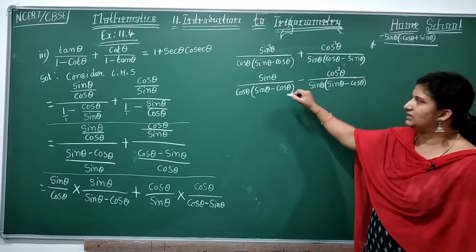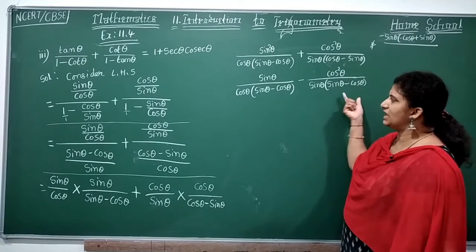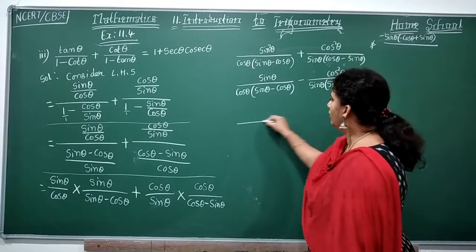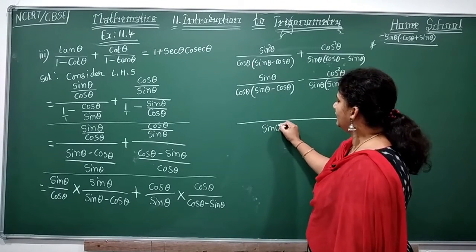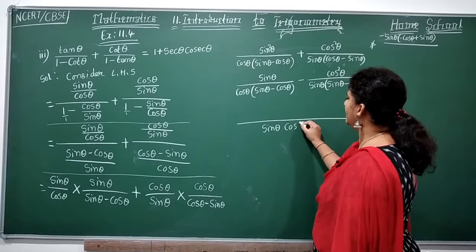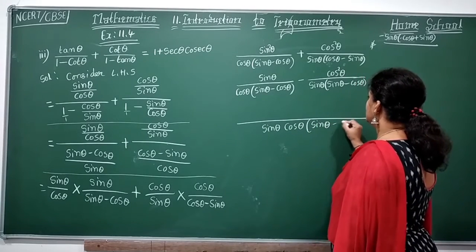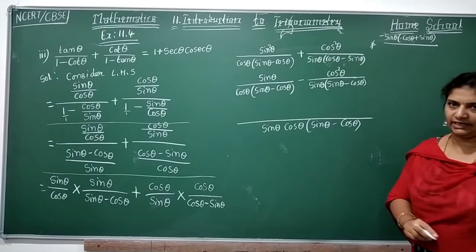Now again take the LCM. Now it is easy, the set is the same. These two you can multiply in your denominator. What is that? Sin theta cos theta into sin theta minus cos theta.